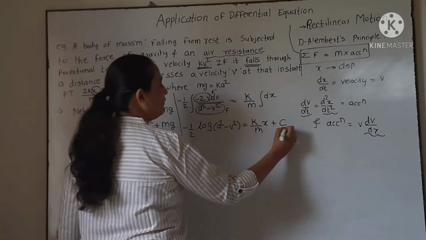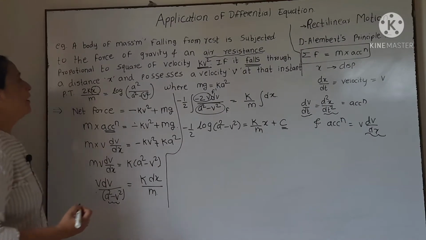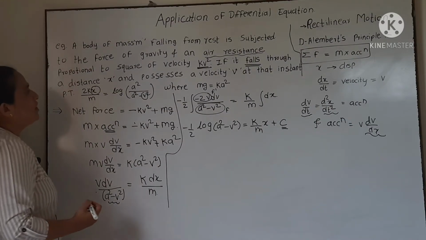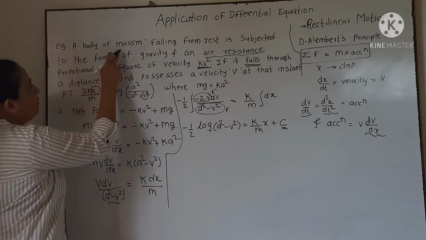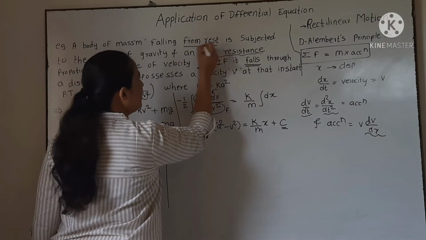Now to determine the value of c, we'll use the initial condition. A body of mass m falling from rest. What have they given?